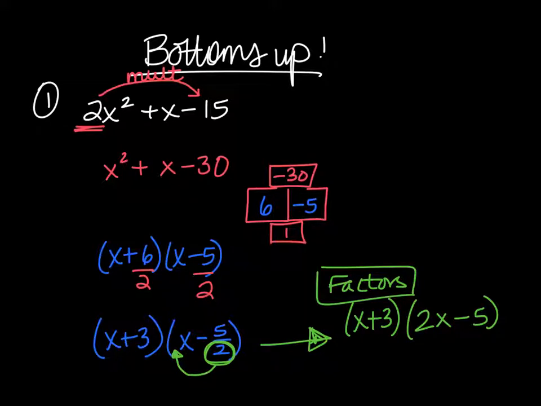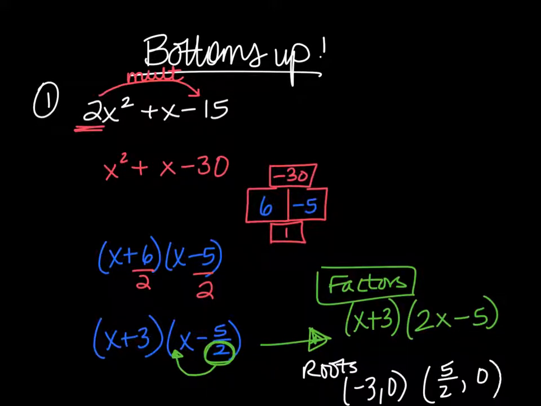And then if we want to name our roots, remember we just use opposites. So the first one's going to be -3, 0. And the other root we actually have to refer back to before we did the bottoms up. So the other root is going to be +5/2, 0. And remember, I'm getting that from before I did bottoms up.